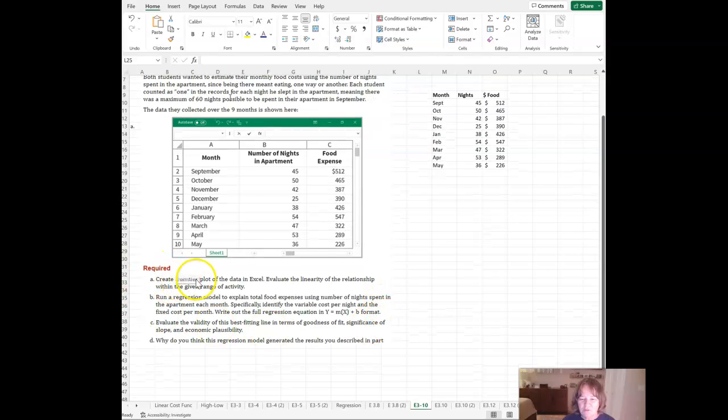What you had to do is create a scatter plot of the data, evaluate the linearity within the given range of activity, then run a regression model so that we know what we're going to conclude from the scatter plot. Then we can see what the statistics tell us and take a look at what the formula is. And then evaluate the validity of the best fitting line in terms of goodness of fit, significance of slope, and economic plausibility. Okay, so that should be starting to sink in, right?